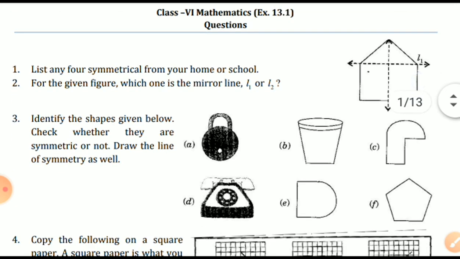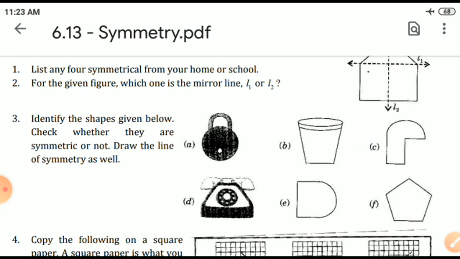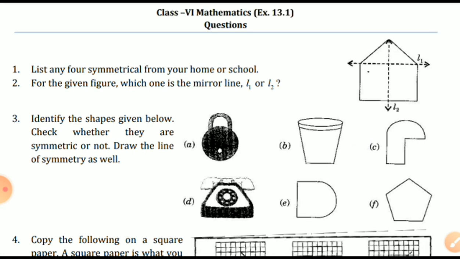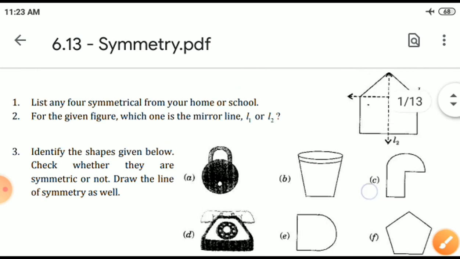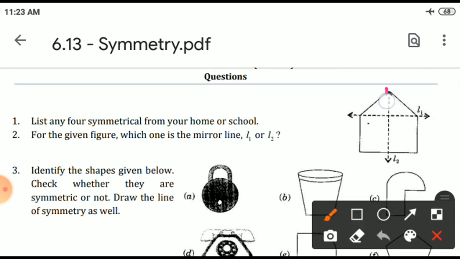My dear students, here is question number 2. For the given figure, which one is the mirror line, L1 or L2? A mirror line, students, divides the figure exactly into two parts. So here you can find it exactly. This figure has two parts. Yes, whatever is on the right side is the same on the left side.